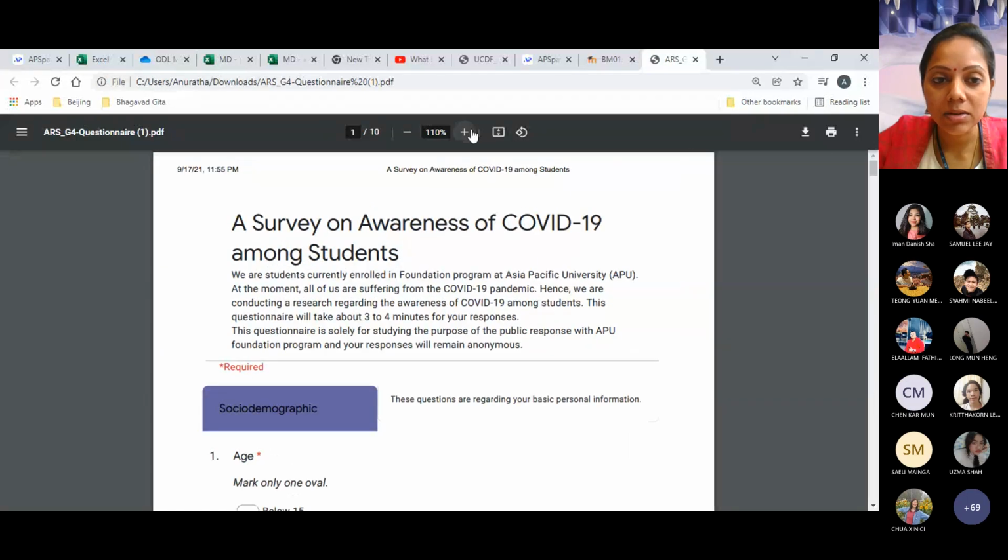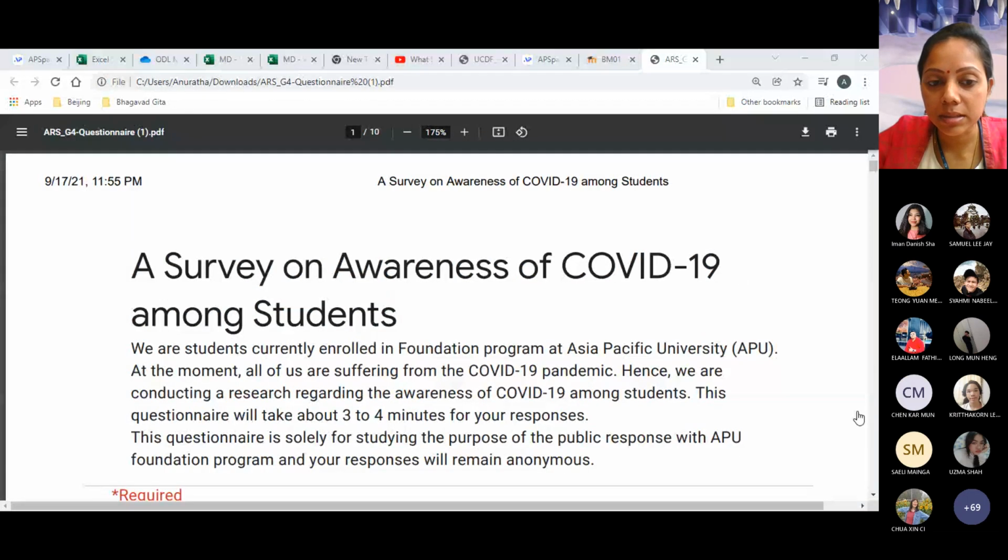On Google Form, the questionnaire will definitely be more attractive. Because this particular questionnaire, they have downloaded. When you download, it has to be in PDF format like this, guys. Remember, this is what you submit to us.